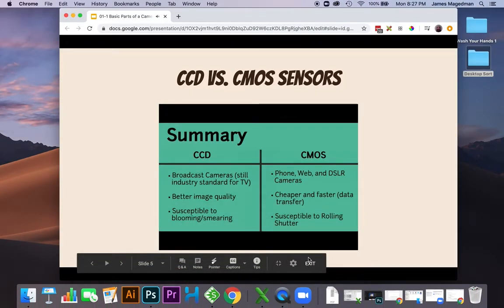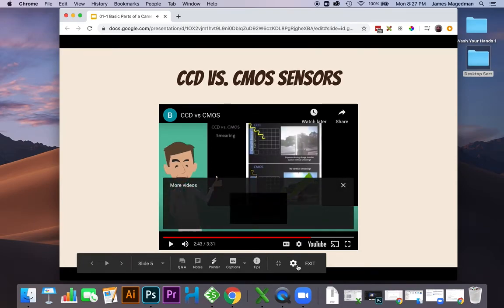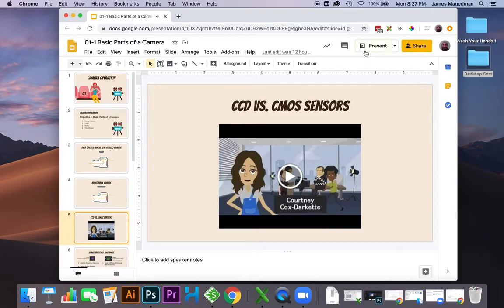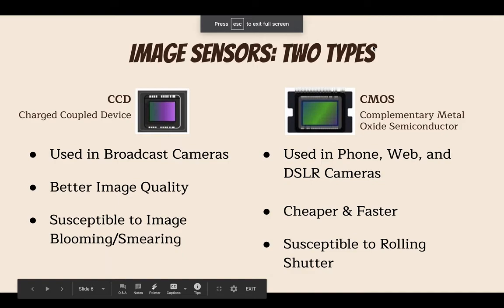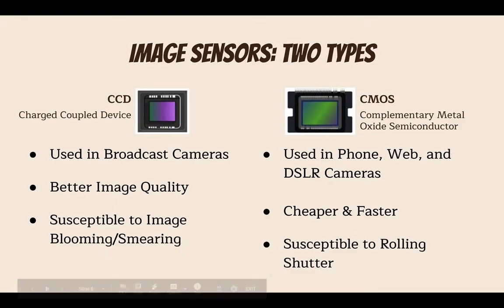Okay, so that last part that you saw there, I just duplicated it here so you could see it on the slideshow. You have two types of image sensors, the CCD, which is a charged coupled device, and the CMOS, complementary metal oxide semiconductor. Here's the pros and cons of each of them.